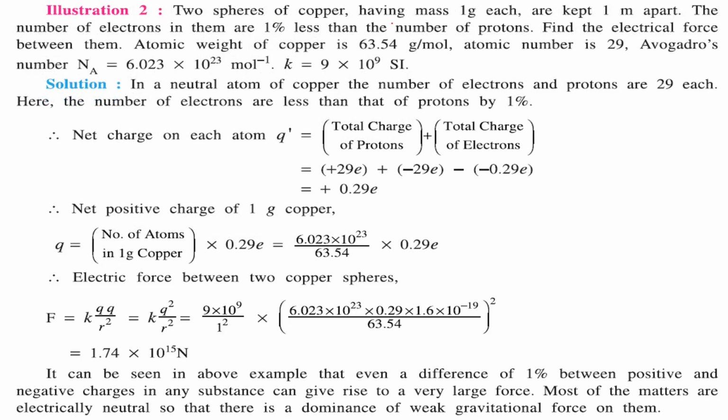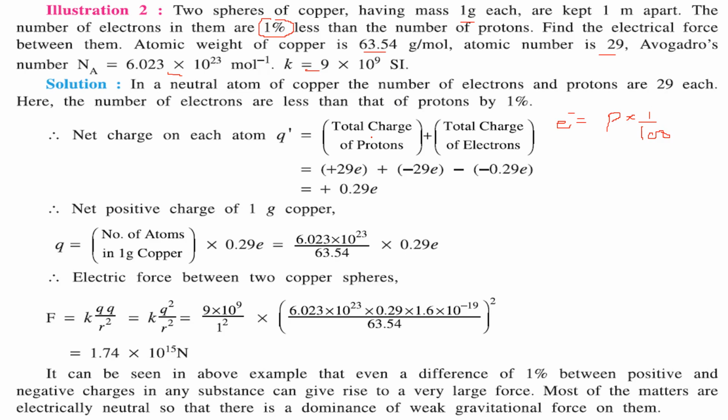Two spheres of copper having mass 1 gram each are kept 1 meter apart. The number of electrons in them is 1% less than the number of protons. So if proton is P, then electron will be 1% less. So you have to take 1% and just subtract it from the original. I'll show you how. Find the electrical force between them. The atomic weight of copper is this one. Atomic number is this. Avogadro number is also given per mole, and K is also given.